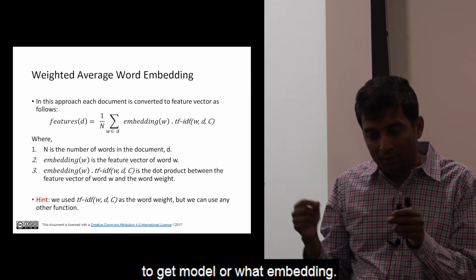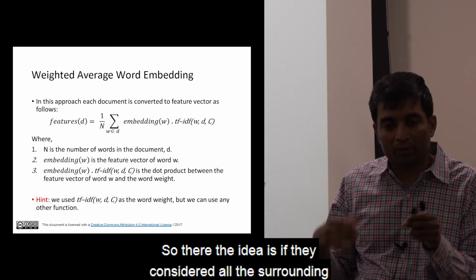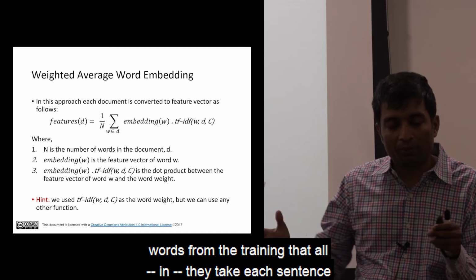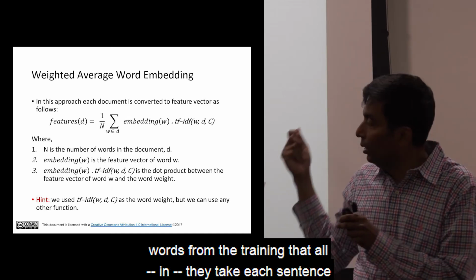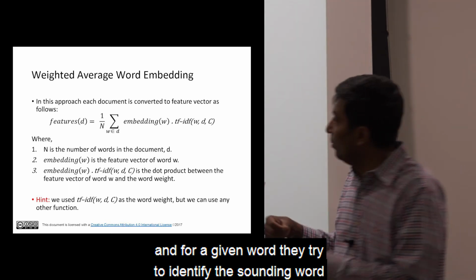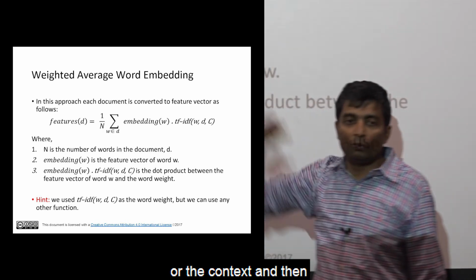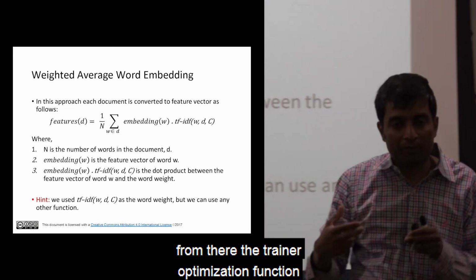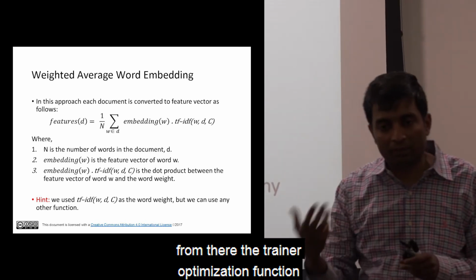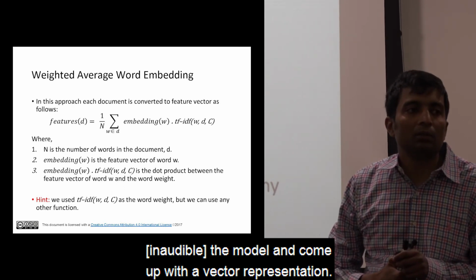The idea is if two words are frequently used in the same context or share similar keywords, surrounding words, then in this embedding W, for these two words, let's say W1 and W2, those two words will have similar vector representation. So that's the main idea here. Any other question?